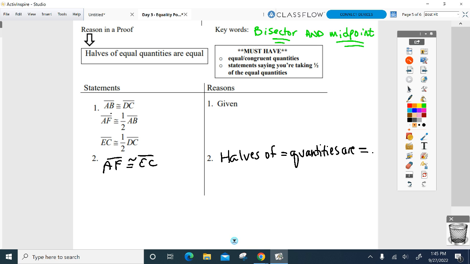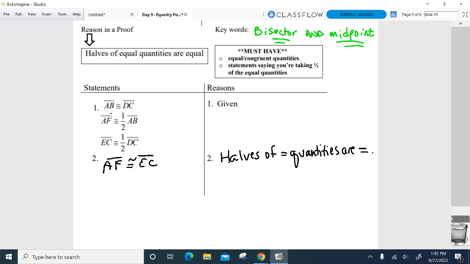All right, I wish it was that easy. So let's do a proof where it's just not two steps. Halves of equal quantities are equal. And then you got plenty of time to work today.